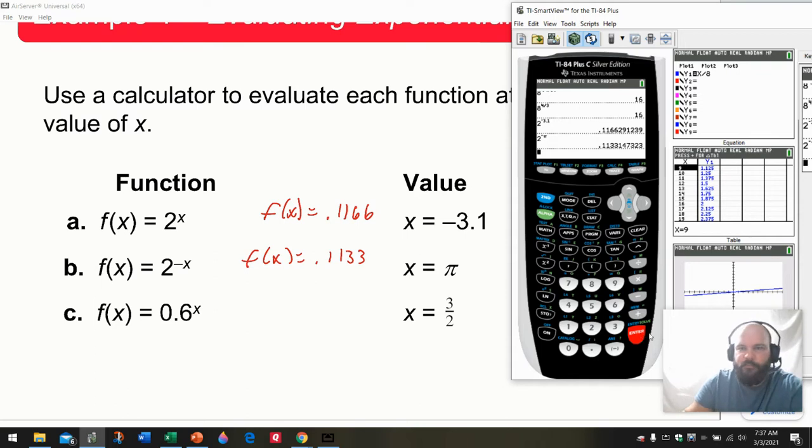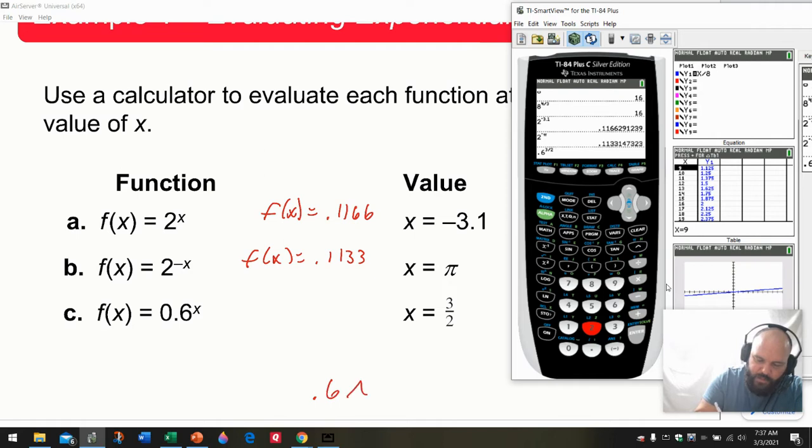Now, the last one, and this is why I was saying, for the people that have TI-83s, you should make sure that you're putting parentheses around what you're putting in for the exponent. If you were to, in a TI-83, just do 0.6 and then press the caret, and then you did 3 divided by 2, what your calculator is going to do is take 0.6 to the third power, and then divide that answer by 2. So it will do this first, the TI-83s will.